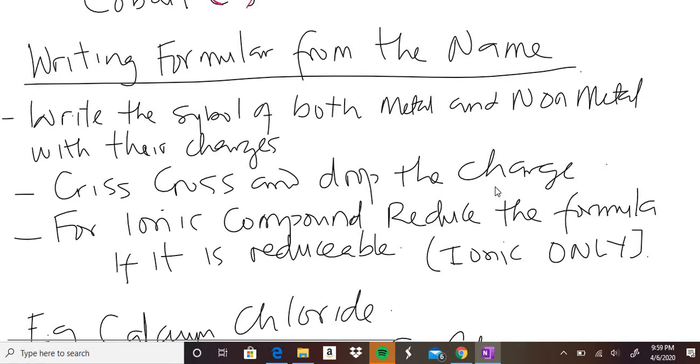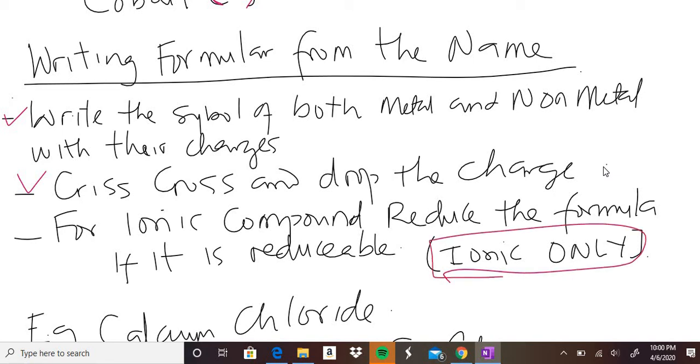In the same manner, we can write formula from the name. If we are given the name, we can always write formulas. So we write the symbol for both metal and non-metal with their charges. Then we do a crisscross and drop the charge. For ionic compound, we can reduce the formula if it is reducible. Remember, only for ionic compound that is reducible.